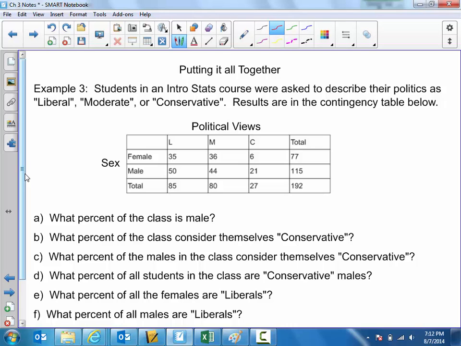All right. Last example here that we're going to knock out pretty quick. We've got the same contingency table we want to look at first. What percent of the class is male? Okay, well, we know that there are 192 students in the class, and looking at the marginal distribution of sex, 115 are male. So divide the 115 by the 192, and you get 0.59, so 59.9% of them are male. What percent of the class consider themselves conservative? Same thing, you're going to compare the 192 to the marginal distribution now of political views, and 27 are conservative. So 27 over 192 gives you 0.141, or 14.1%.